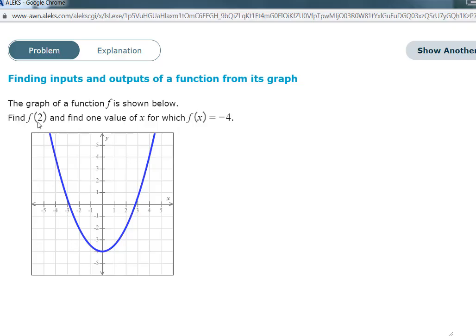So f of 2. We look for the number 2, so this is 2, and then on the graph it is a 2. So f of 2 is going to give us a 2. Now which x will give us a -4? So -4 is here, the x comes from the 0, so x is here.